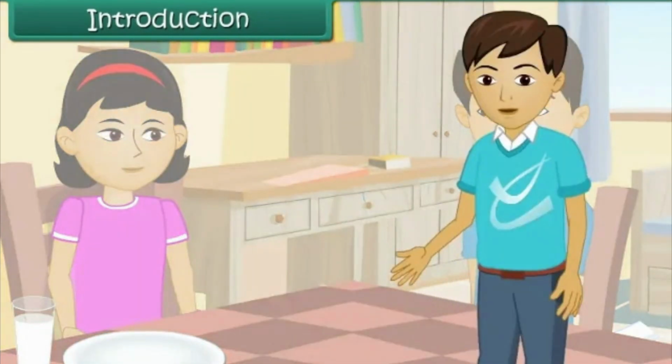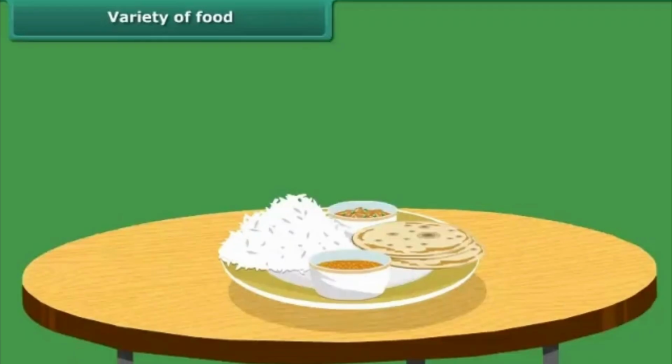Children, in this lesson we will learn about variety of food and where food comes from.